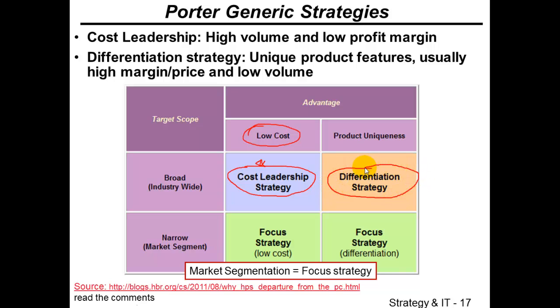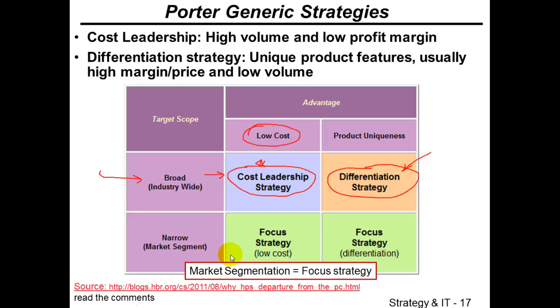Another strategy is called differentiation. Differentiation here primarily refers to the product or service a company offers. They try to have different features and functionality such that they can differentiate their product or service from other competitors. Both strategies, low cost as cost leadership, or differentiation, target a broad market.